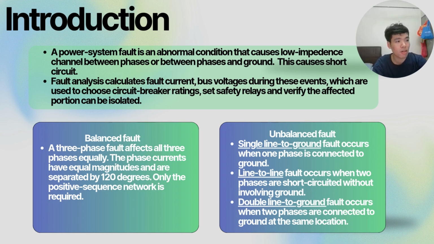So, an introduction: a power system fault is basically an abnormal condition in which there is a low impedance channel between the phases or between the phase and the ground. This low impedance channel causes a short circuit between the phases or between the phases and the ground. And in general, there are two kinds of fault.